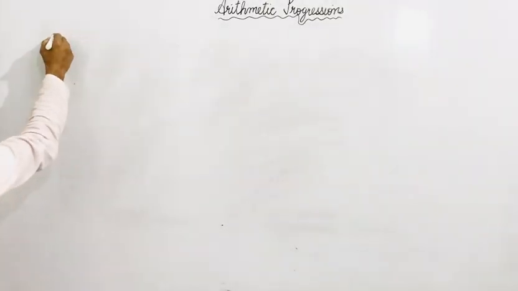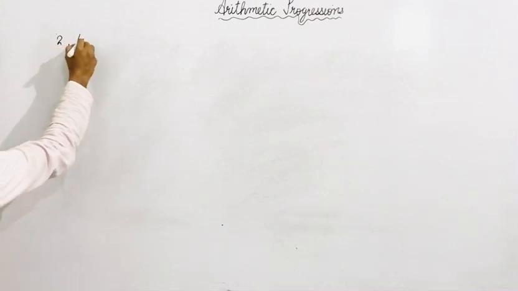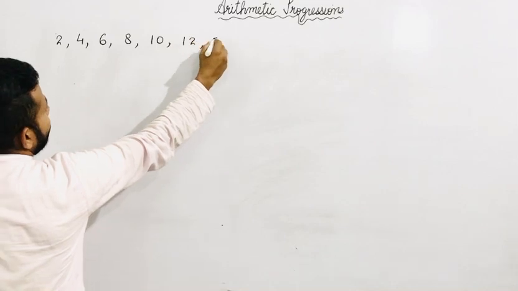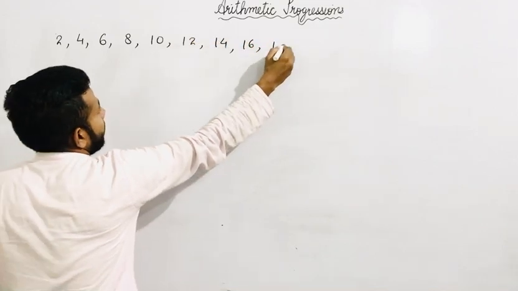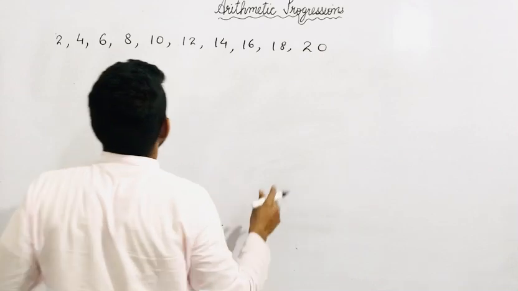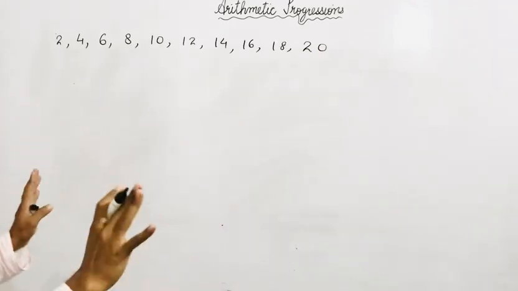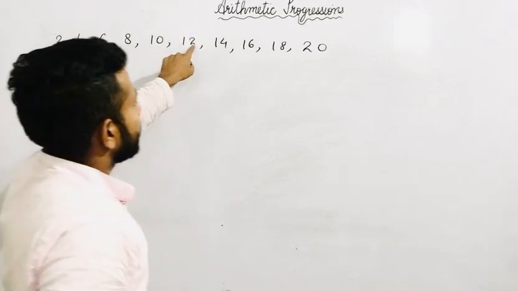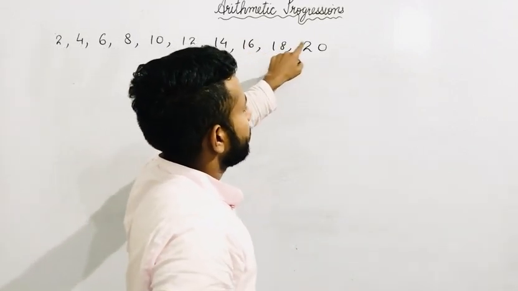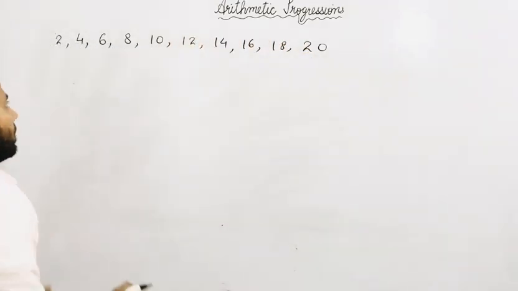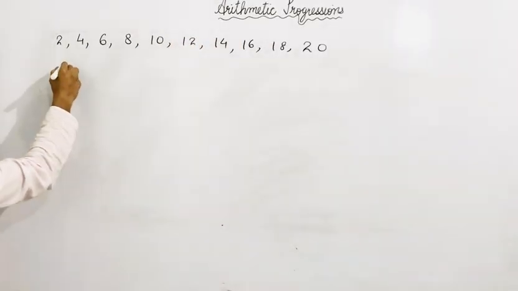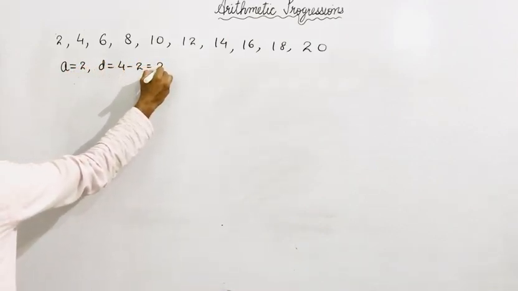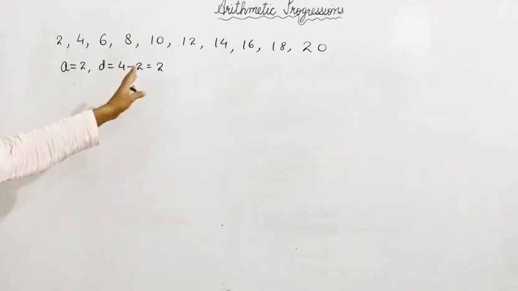Now let me write it. Let me write an AP: 2, 4, 6, 8, 10, 12, 14, 16, 18, 20. Now I have written an AP. This is very plain and simple. First term, second term, third term, fourth term, fifth term, sixth term, seventh term, eighth term, ninth term, 10th term. This is the 10th term of the AP. So it is very clear that A equals 2 and D equals 4 minus 2, that is 2. The value of A is 2, the value of D is also 2.